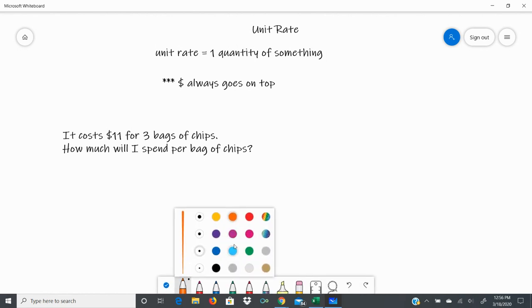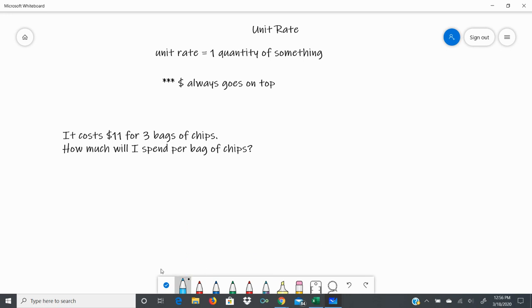As I just said, unit rates or rates in general are a comparison of two numbers. So what I'm comparing here is my money, my quantity of dollars, to the chips. If I set that up into a ratio for what I know right now, I know it's $11 for 3 bags of chips. At this point in the year, you should all be able to tell me what operation I'm going to do when I have a fraction like this. Remember, fractions are always just division problems.